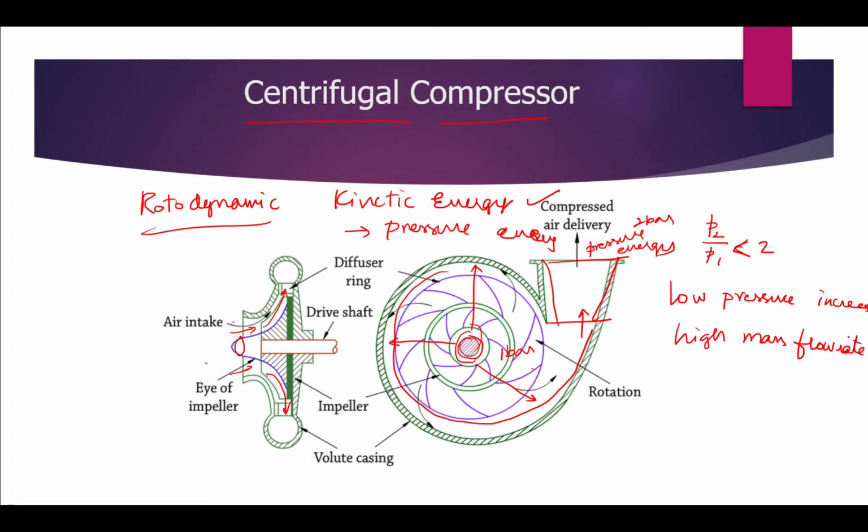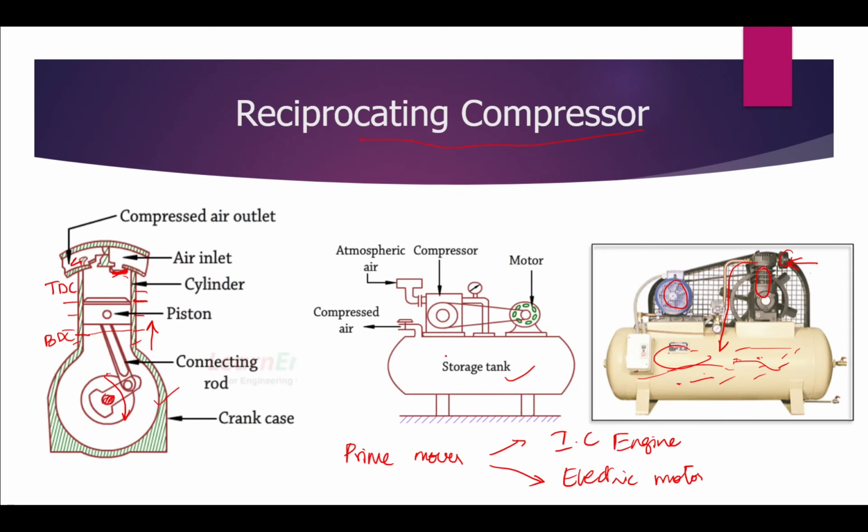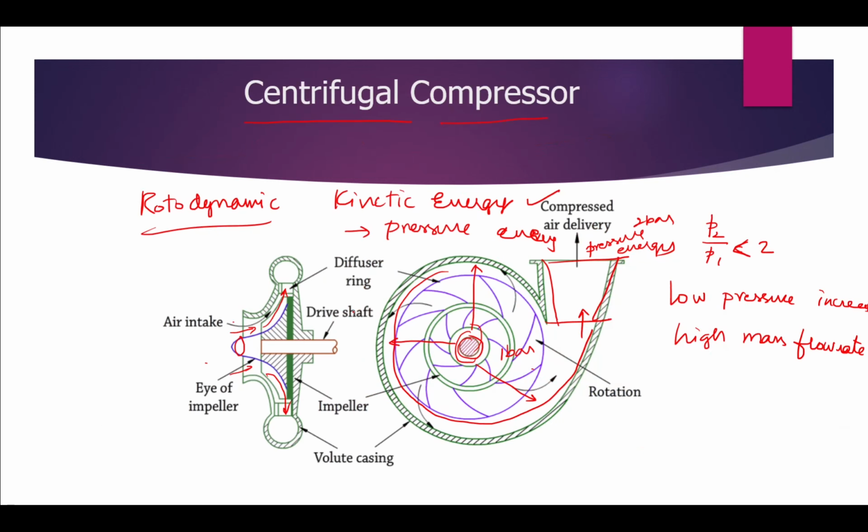Whereas for a reciprocating compressor, if you see this, the flow of air is not continuous because there will be a suction stroke. And also a storage tank is required to collect this so that we can supply uniform compressed air. Whereas in this case, centrifugal compressor, it is not required as a continuous supply of air will be available. Okay, this is how it is, very simple.